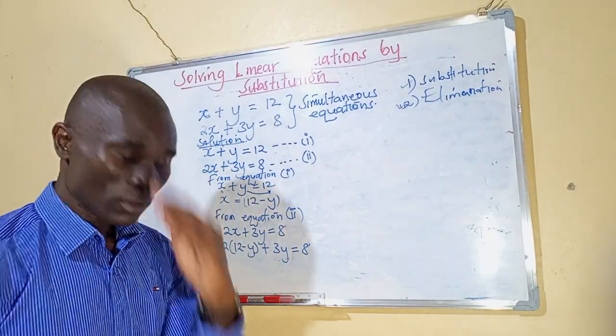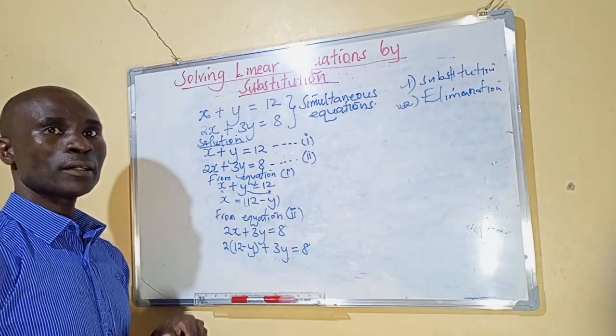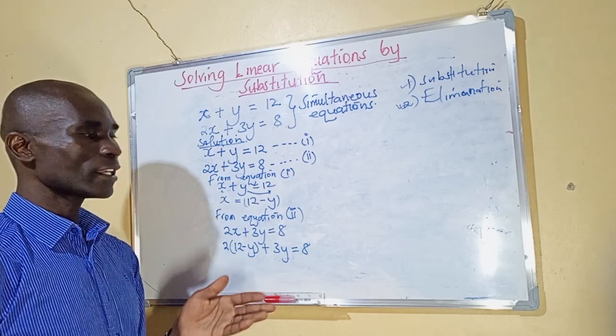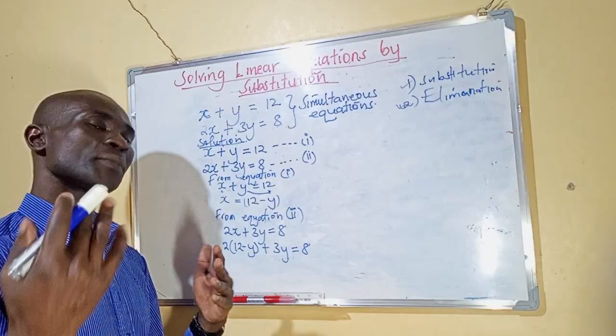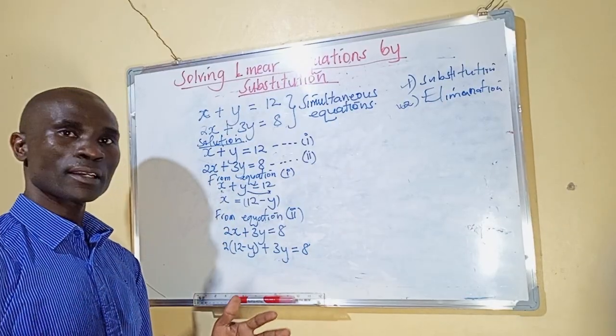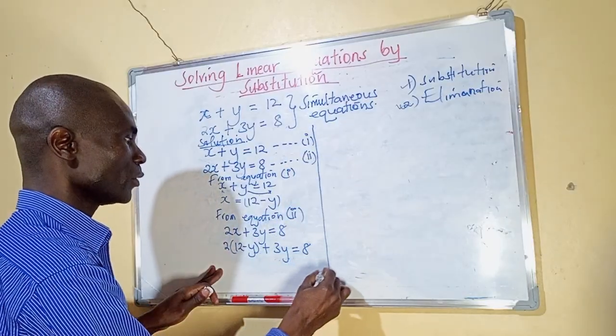So guys, this should not confuse you. Just get equation 1, write it in one unknown, then replace it in equation 2. You just substitute, you just replace. That's an English word. Very easy. So next, we move on.